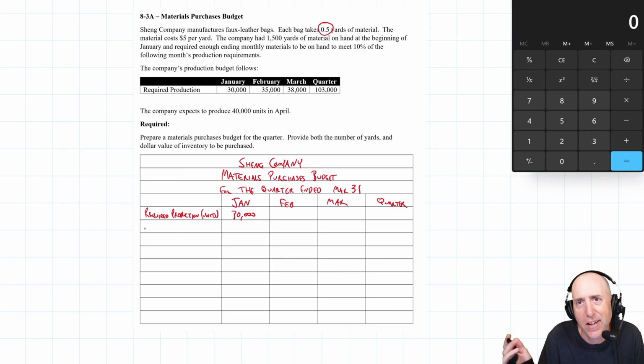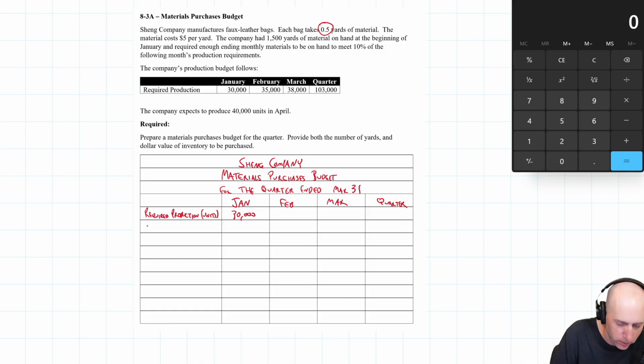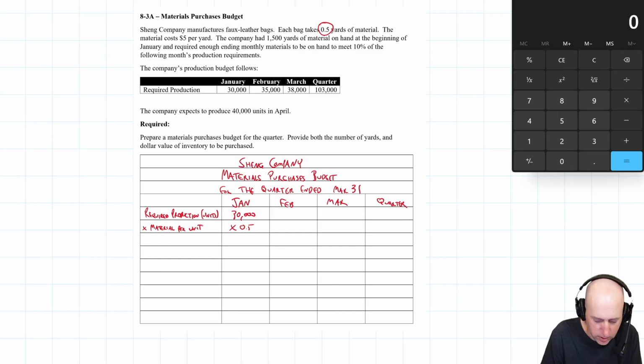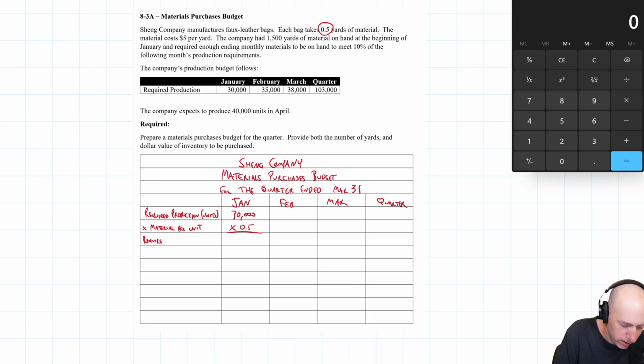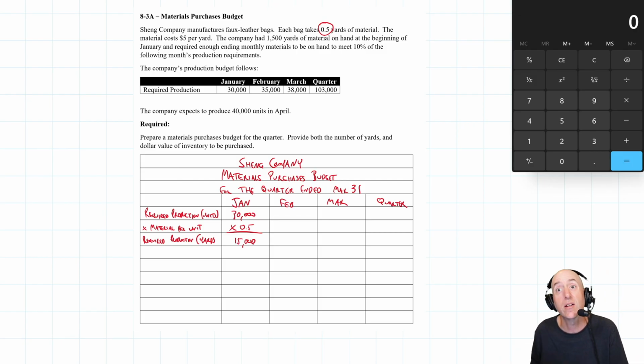And here's where, not that I'm totally freestyling, but like the wording here, right? What do I want to say? I want to multiply this by 0.5. So I'm going to say times, and again, I'm just off the cuff here, times material per unit, right? And so it's 0.5 yards per unit. And so now we have our required production, not in units, but in yards. So if I want to make 30,000 units, I'm going to need 15,000 yards of whatever this material is that we use to make handbags. By the way, is that a lot or a little? I have no idea.